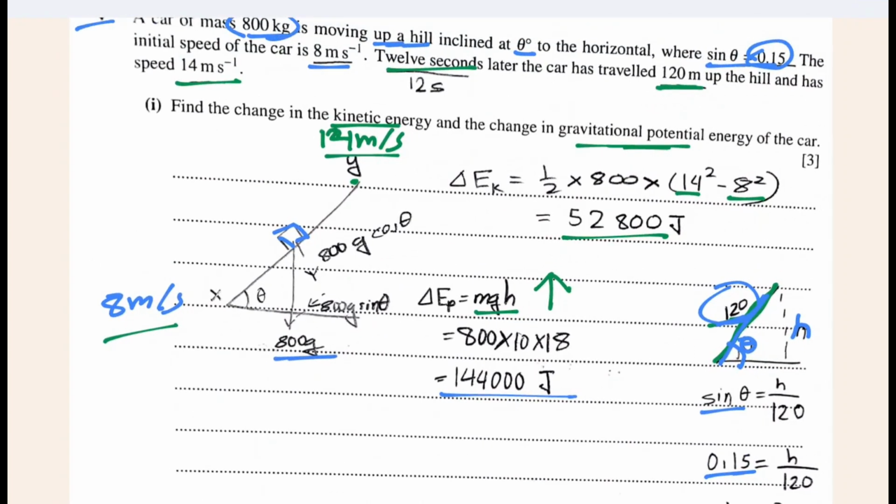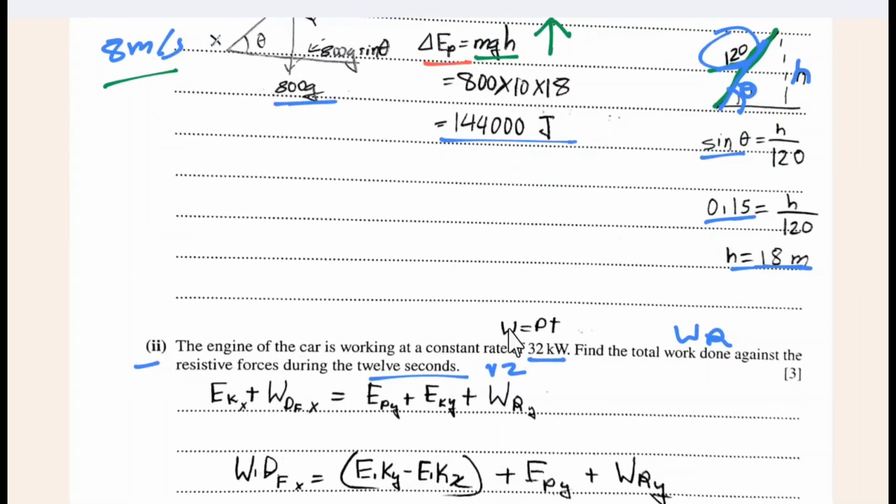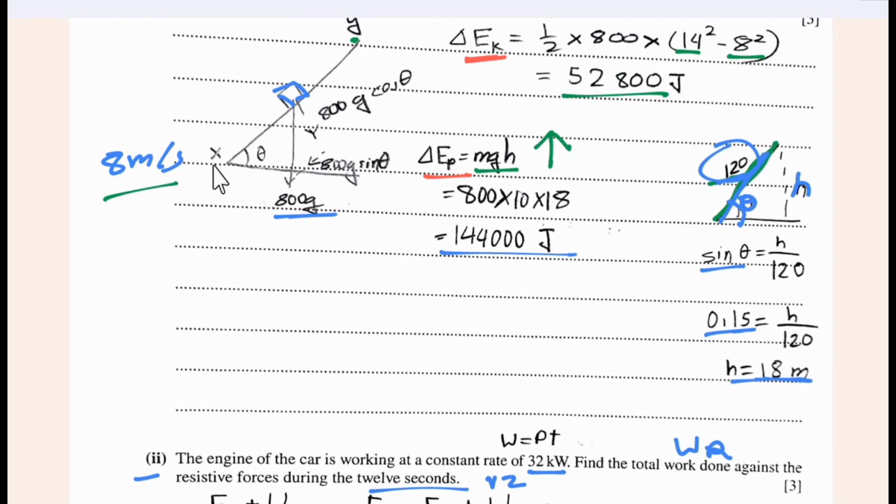So this is the initial diagram, and from this diagram, to find the work done against the resistive force, we initially know the change in kinetic energy and the change in gravitational potential energy. So we can use the energy method to find the work done against resistance. So at the bottom of the slope, that means at point x, and the top of the slope at point y.